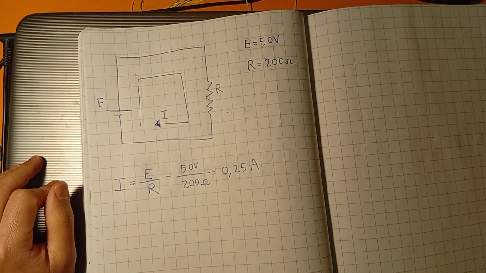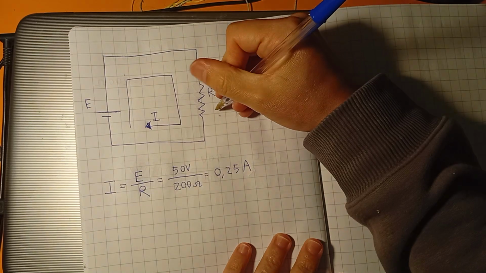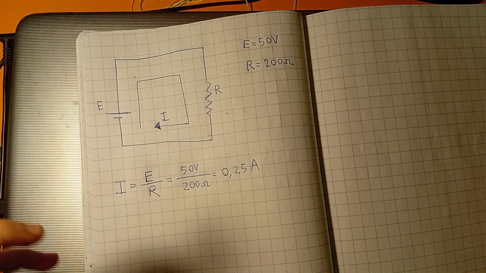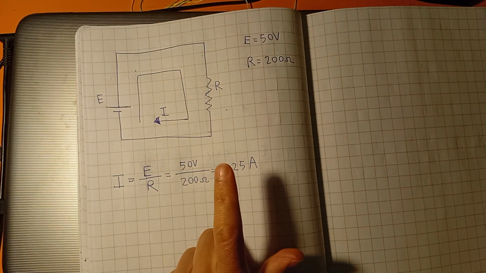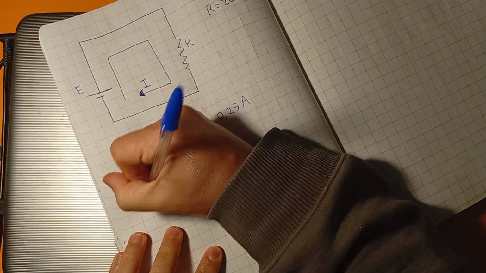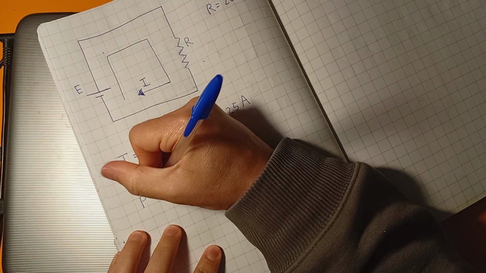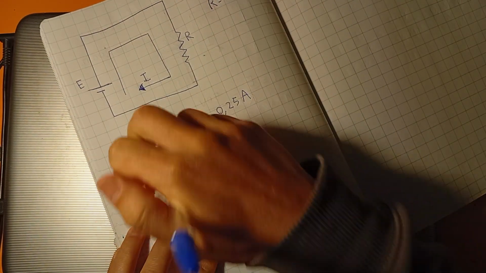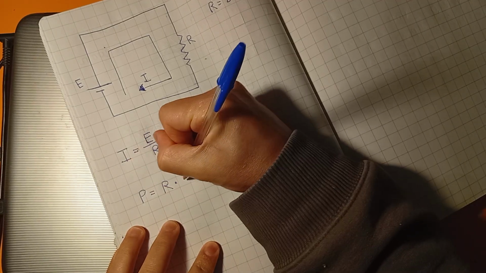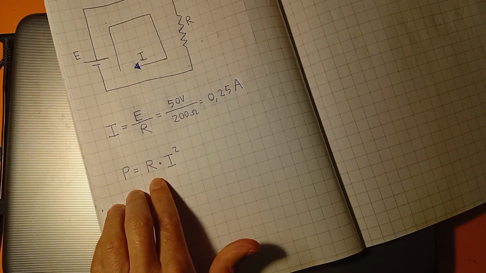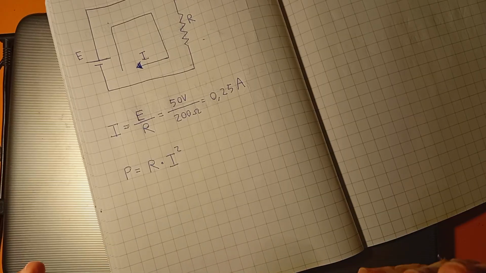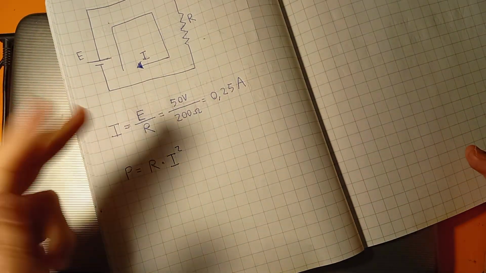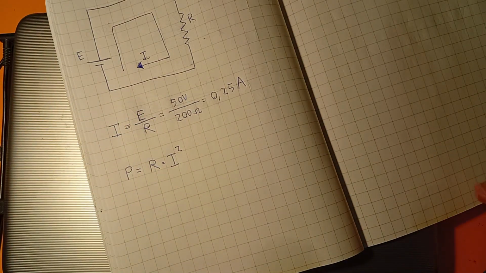So, what is the value of power? Well, in this very simple case, let's use the second formula. Power is equal to resistance multiplied by squared current. We can use whatever we want, the first, the second or the third formula. It's the same, but let's use the second in this case.